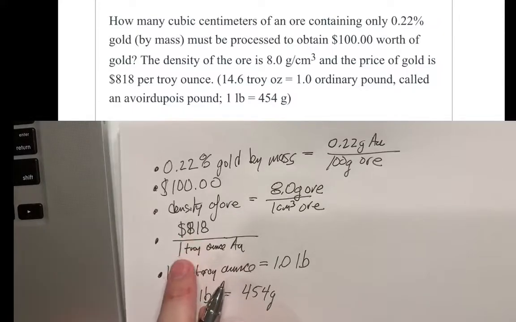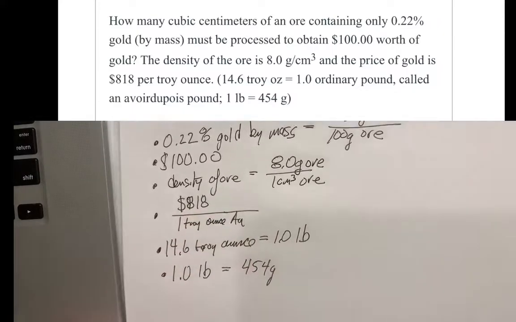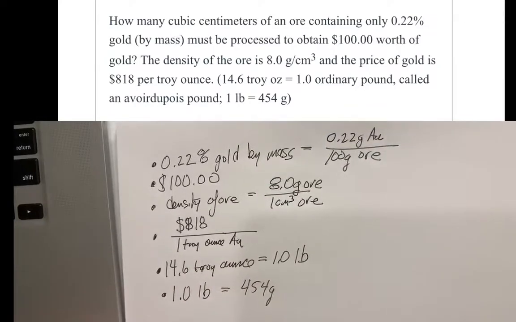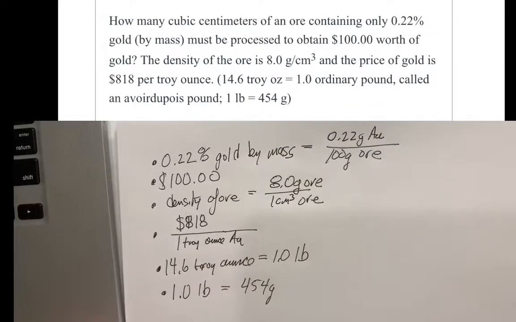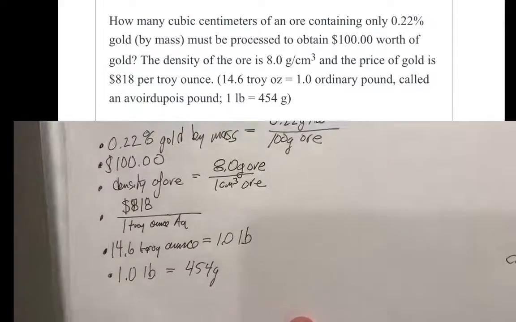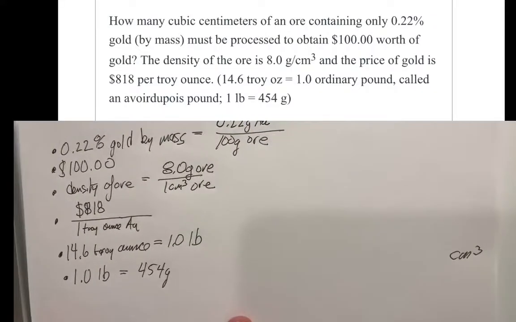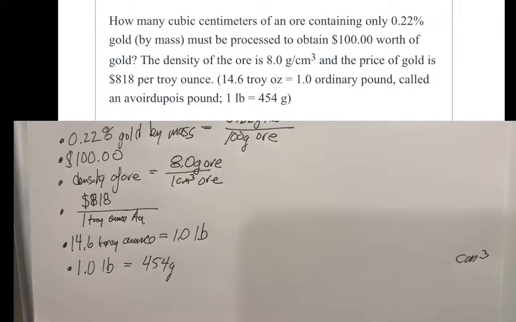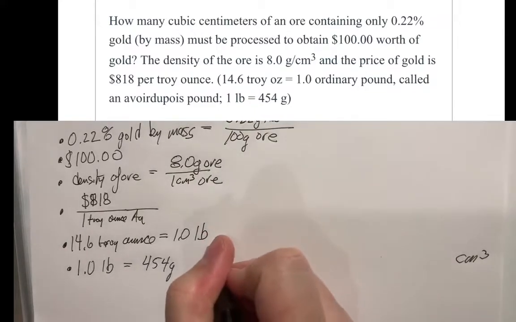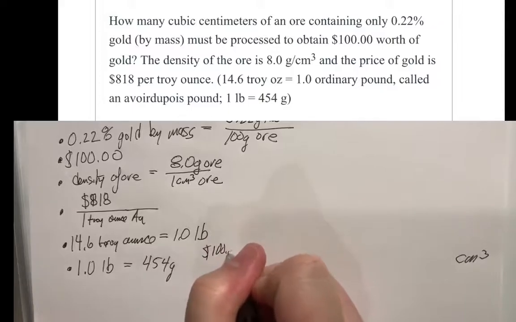$818 will buy me 1 troy ounce of gold. And then this is just for converting the units. 14.6 troy ounces is equal to 1 pound. 1 pound is equal to 454 grams. And so we want to look into the problem. The problem is asking us how many centimeters cubed, so what volume of gold can we get at the end, for a certain amount of money. So for $100.